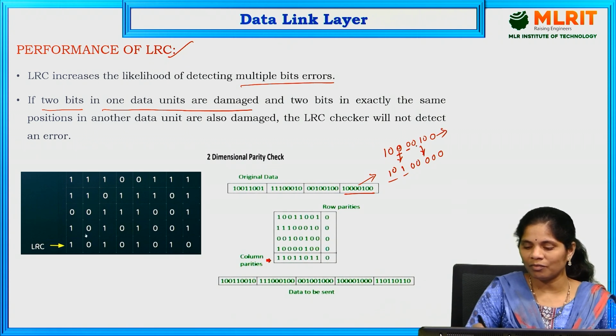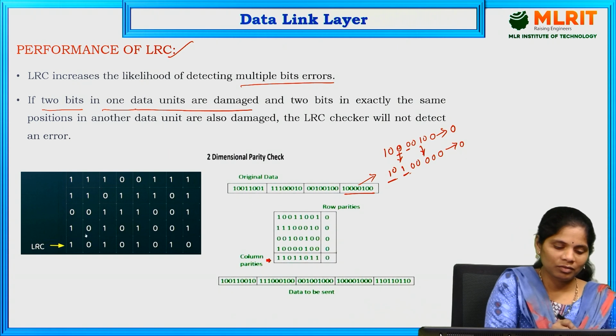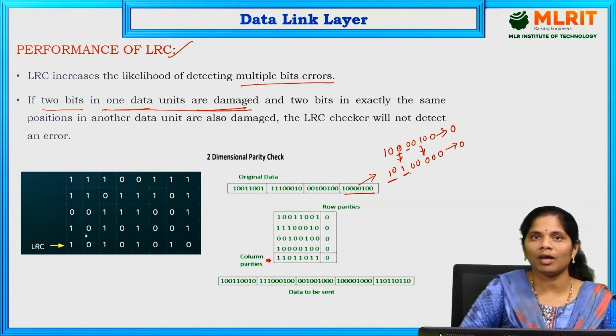Here also the number of ones is even, meaning what? It is going to be appended with 0. Here also the number of ones is even, meaning it is going to be appended with 0. So if 2 bits of one data unit are going to be damaged, it will not work.